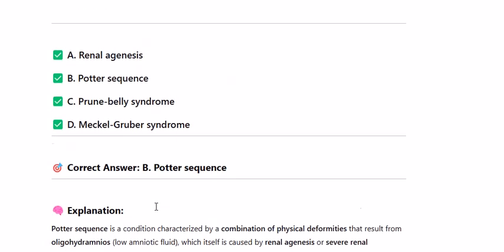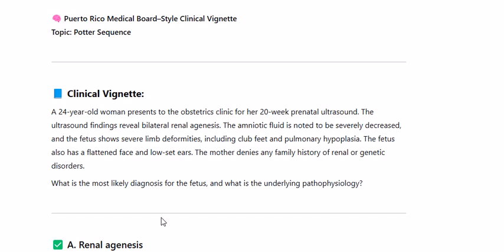Puerto Rico Medical Board Style Clinical Vignette. Topic: Potter Sequence. Clinical Vignette.